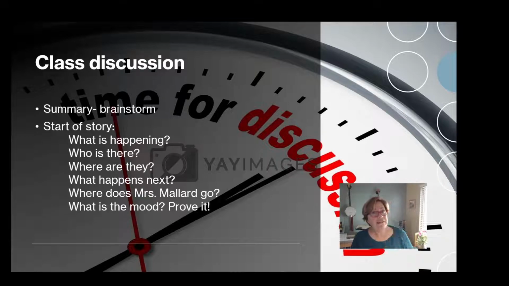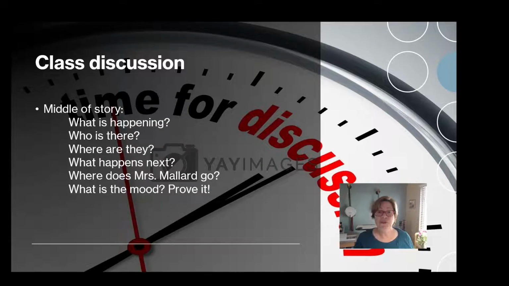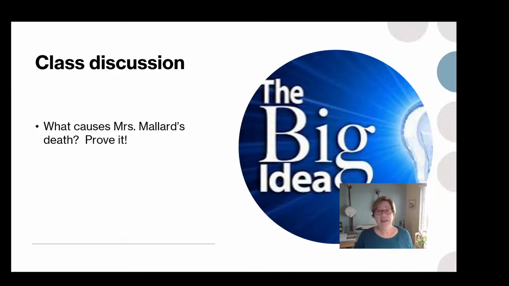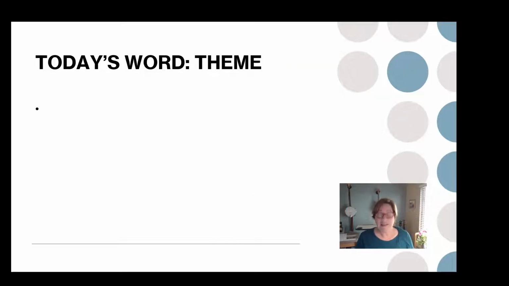We would break it into segments, but using the same discussion questions. So we would break it up into the first part of the story, the middle part of the story, and the end of the story. We would also discuss the ending and Mrs. Mallard's death, and we would talk about the fact that we need to be able to prove things from the text in order to support what we say about a text.